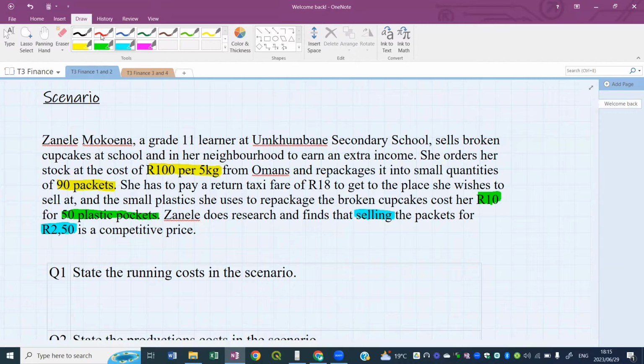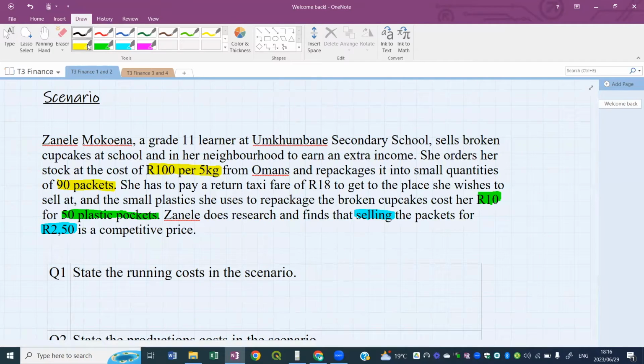Okay, now we're gonna go over the story again because there's a lot of information here. So the person is trying to sell to make profit. The first part here, look at the yellow. It says she buys stock at 100 Rand for 5 kilograms. So it's a 5 kilogram tub. It costs 100 Rand and then repackages it into small quantities of 90. So this 100 Rand's worth of cupcakes becomes 90 packets. It costs 100 Rand.